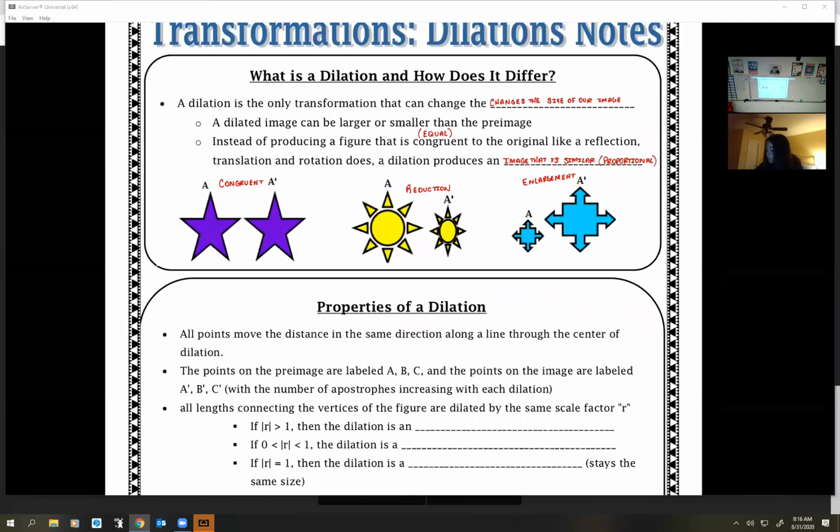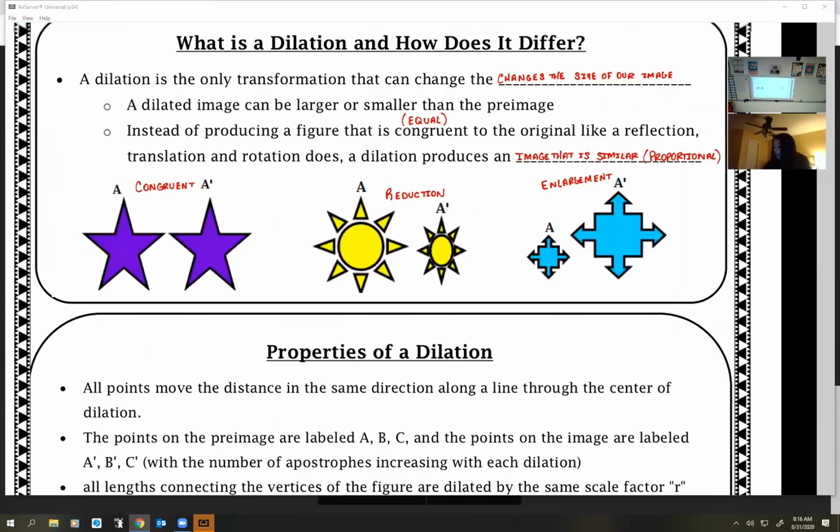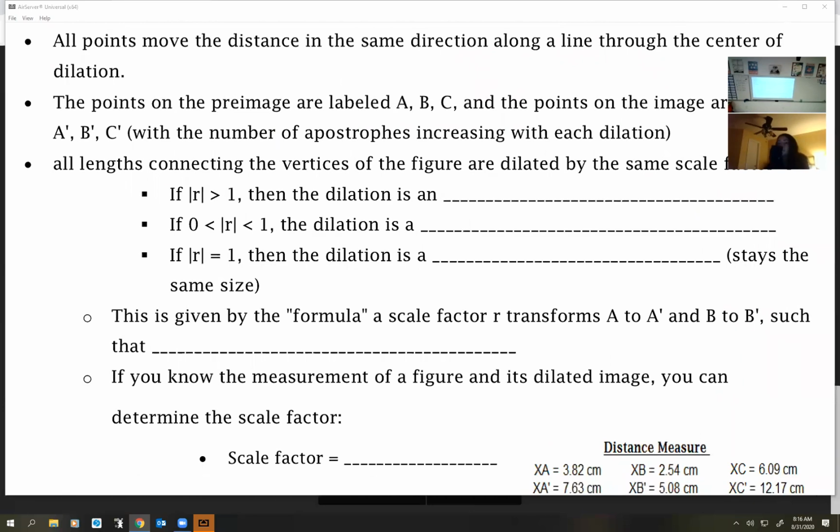All right, so some of our properties. All of our points move the same distance, the same direction along a line through the center of the dilation. Remember, what do we call same distance, same direction? We call that a vector. Points on our preimage are always labeled ABC. Points on the image are labeled A prime, B prime, C prime. And each time we add a transformation, what do we add? Another apostrophe, right?